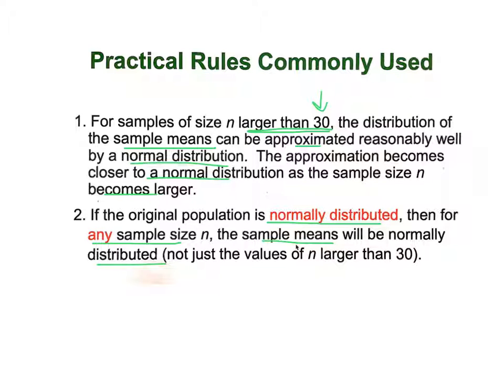So if they tell us already in the problem that the population has a normal distribution, and we have a sample size like, let's say 20, we're still going to use the normal distribution because it tells us the population is normally distributed. Now, it can tell us the population looks like anything, and if our sample size is bigger than 30, then we're going normal. So 2 cases. If it's bigger than 30, sample means are normally distributed. If the population is normally distributed, sample means are normally distributed.